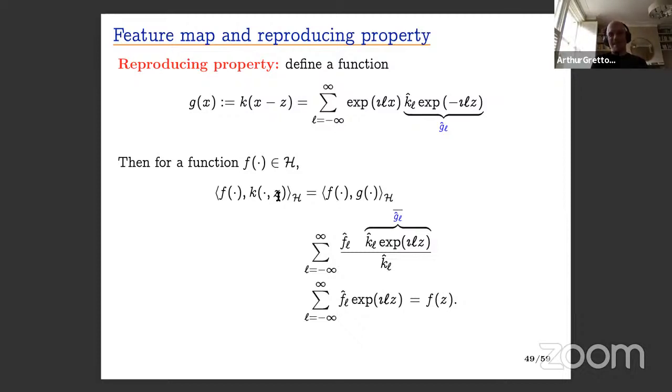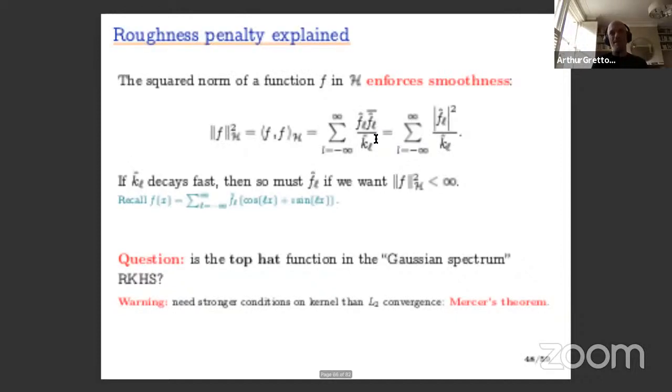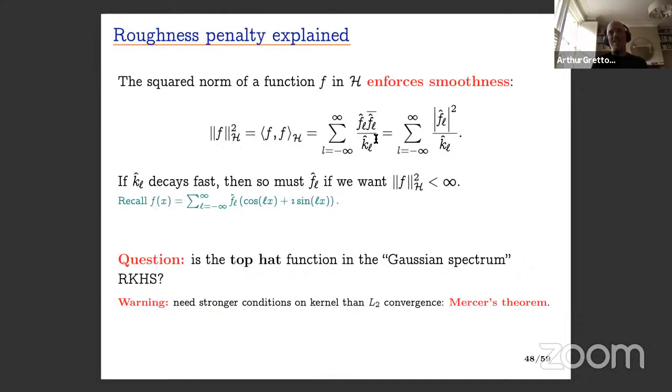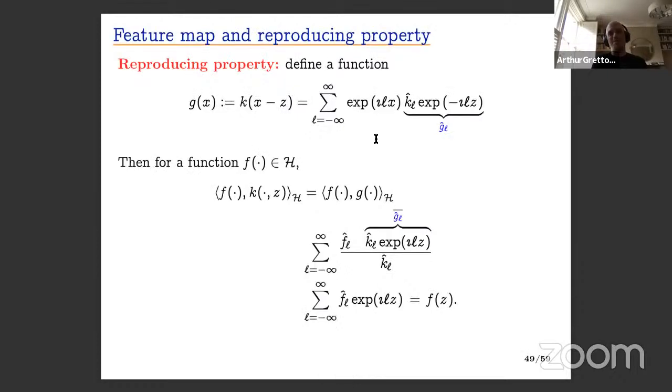So this is, I think, quite interesting. We've constructed our RKHS, we found what the features look like, and we verified that the reproducing property holds when we use this roughness penalized dot product. So this is what I meant when I said that the reproducing property is not trivial. You need this interesting dot product, and then you can show that the reproducing property holds with that dot product.